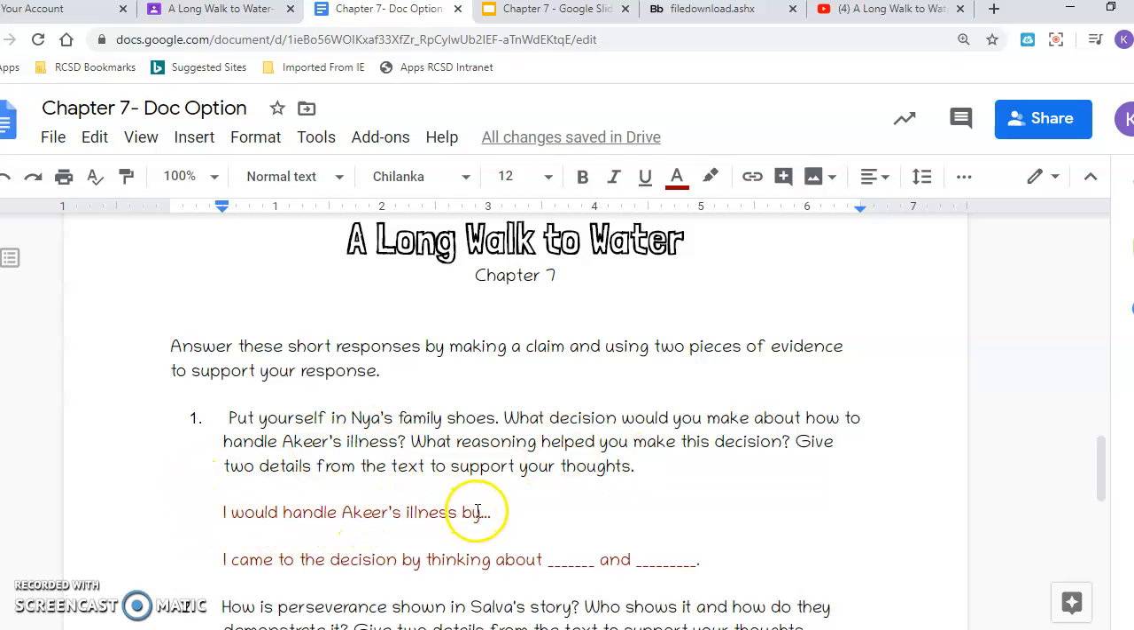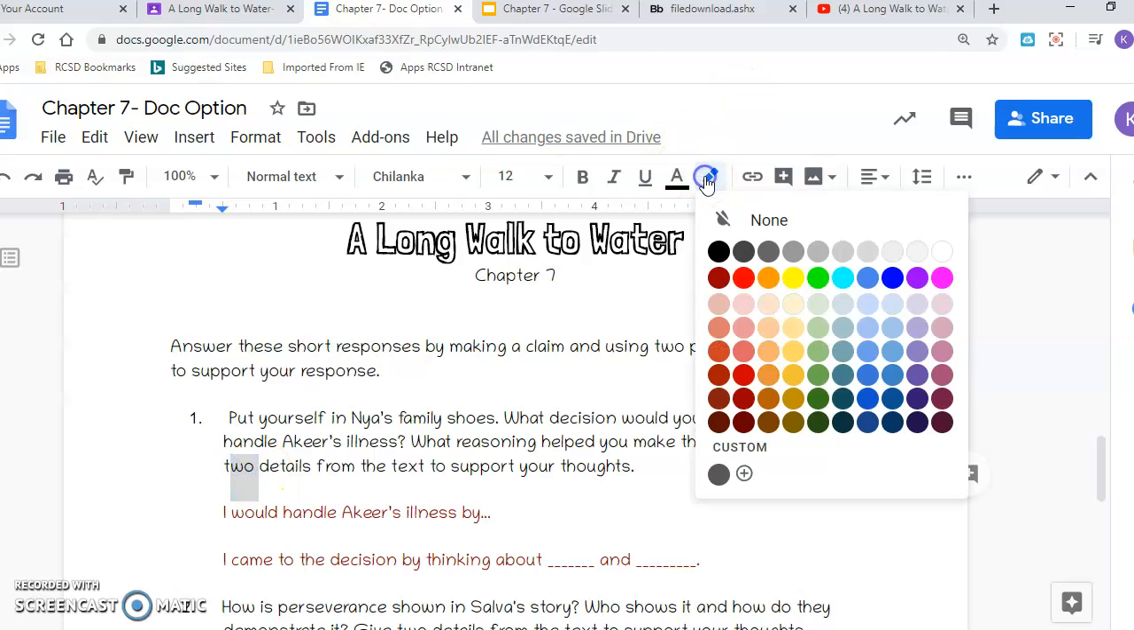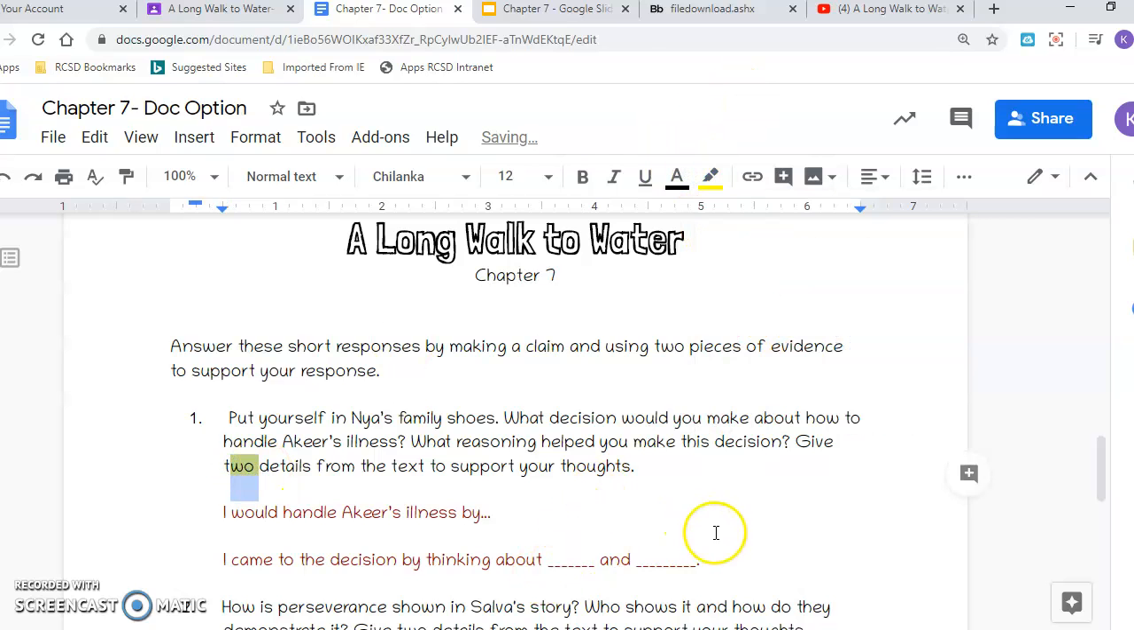I would handle Akir's illness by, I came to the decision by thinking about blank and blank. Again, 2 details, 2 of them. It's very important that you have 2 things. So that's why I have blank and blank, giving you the opportunity to have 2 details there. You know what I was trying to do.